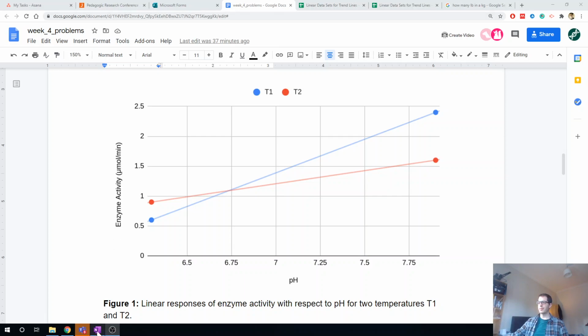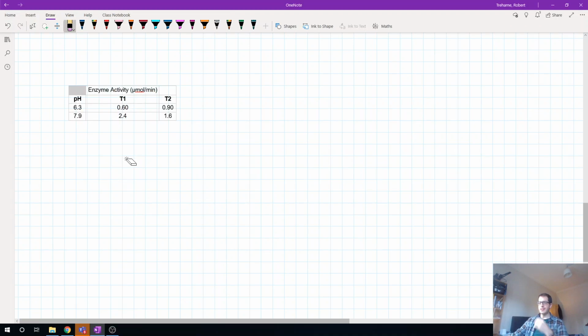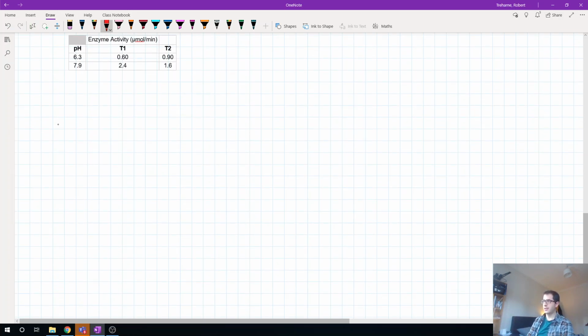Right, so here's that data table, which I've copied and pasted into a OneNote. And what I'm going to do is work out the y equals mx plus c of each of those lines at T1 and T2. Okay, so let's do T1 first.